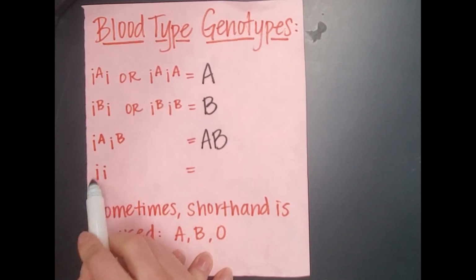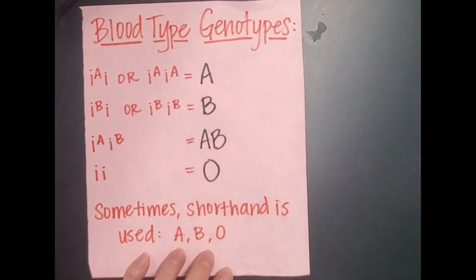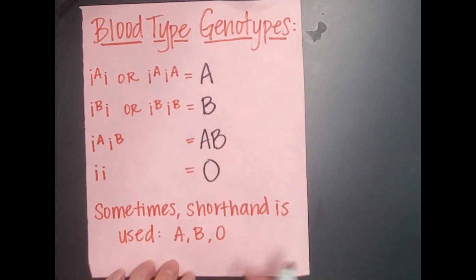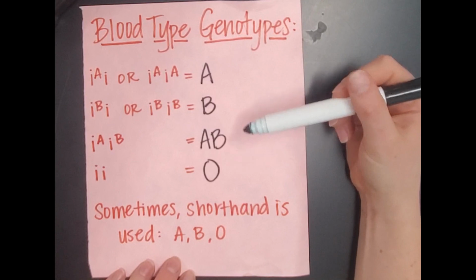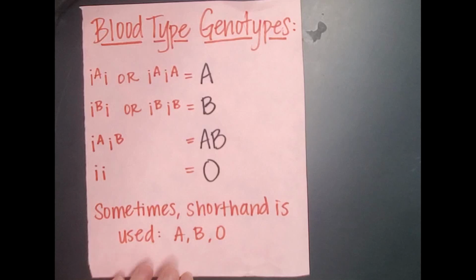And then if you have just two little i's, you have none of the dominant alleles, so you have blood type O. It helps me to remember that blood type O means having 0 of the dominant alleles, so it is recessive. Sometimes shorthand is used. Instead of I^A, you'll see A. Instead of I^B, you'll see B. And instead of little i, you'll see O. It's okay to use those if you want to, but keep in mind that if you do advanced genetics in AP biology or further on, they will most likely use this format for blood type genetics. Let's get into some practice problems.